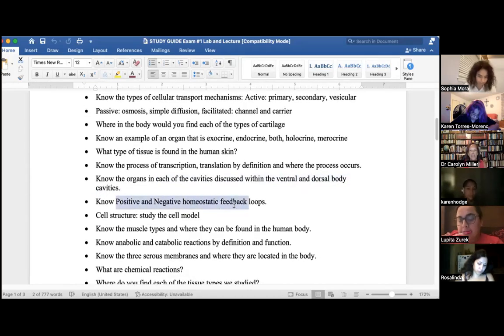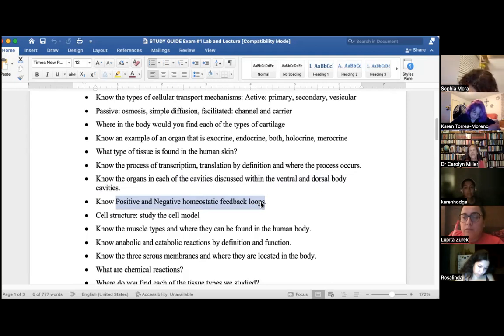Positive and negative homeostatic feedback loops. There are short answer questions on the exam too. One of the short answer questions could be explain positive and negative feedback loops. The way we learned it is that if the body is generating a positive feedback loop, it wants you to continue in the same direction, more of the same. If the body is generating a negative feedback loop, it wants to reverse the stimulus. If I am cold, the body says shiver to warm my body temperature up.